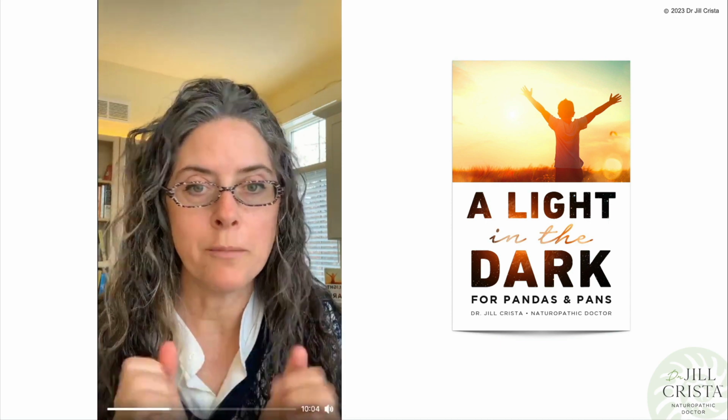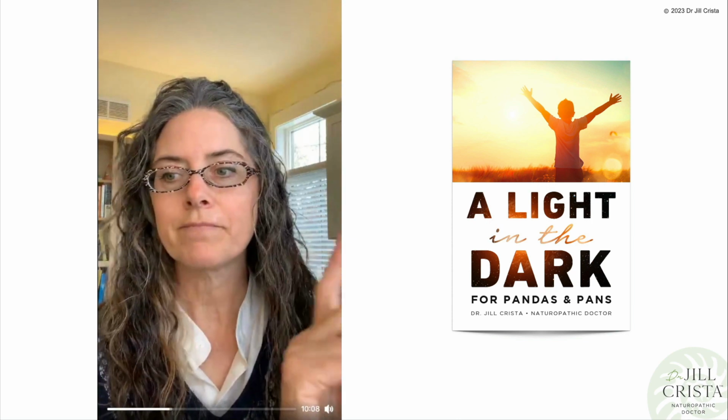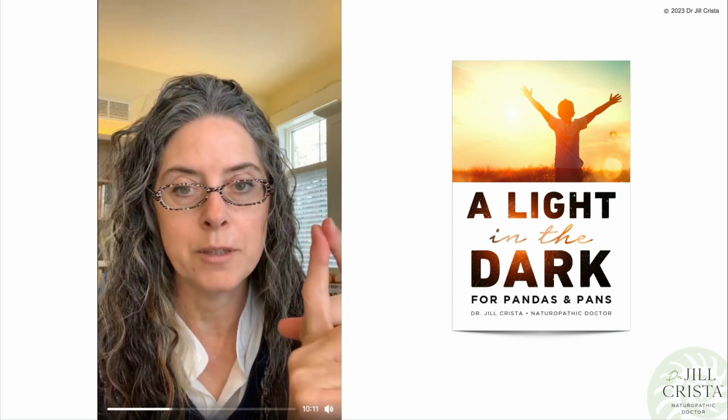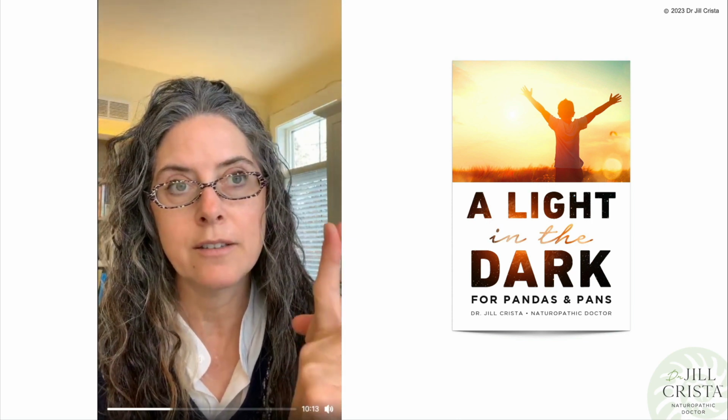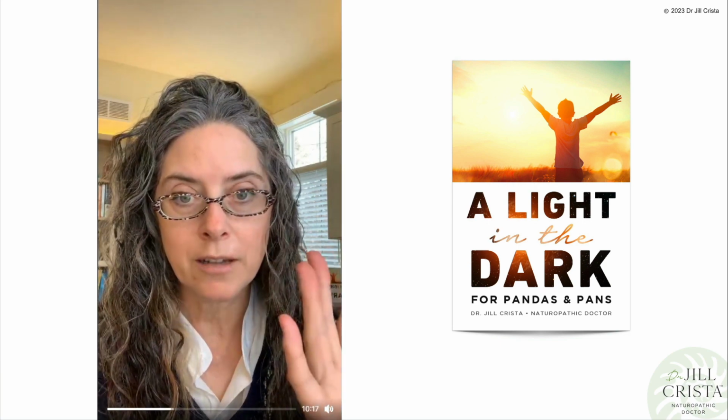So what are they? You're probably chomping at the bit. Let's talk about who they are. Okay, we've got, yes, seven. Chinese skullcap, which is Scutellaria baicalensis.